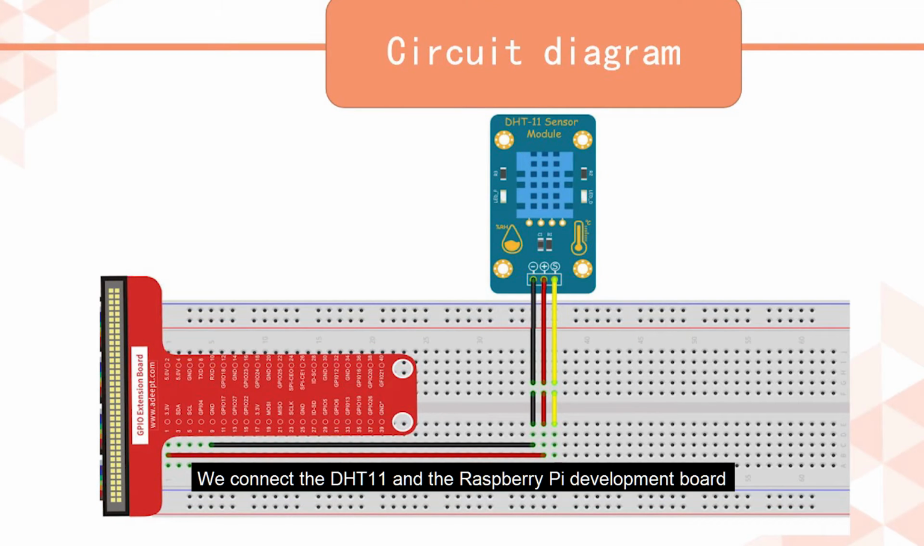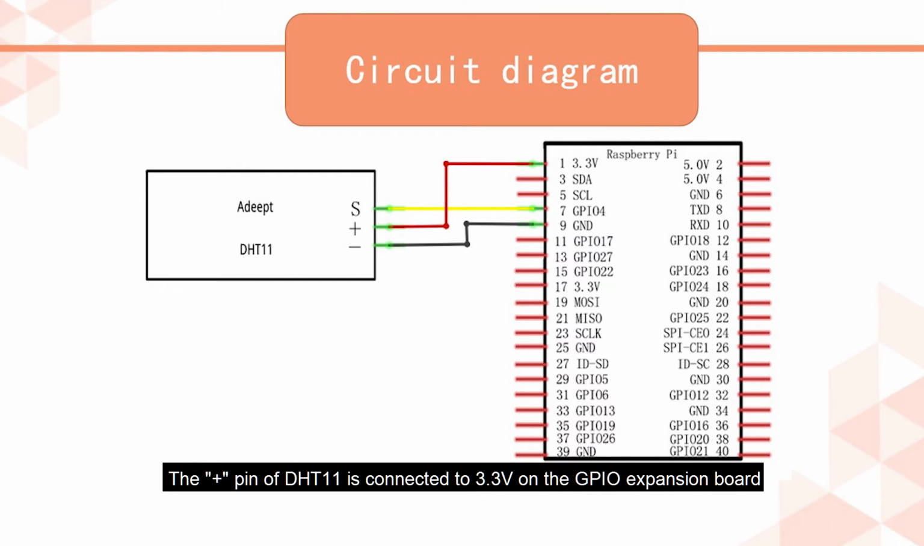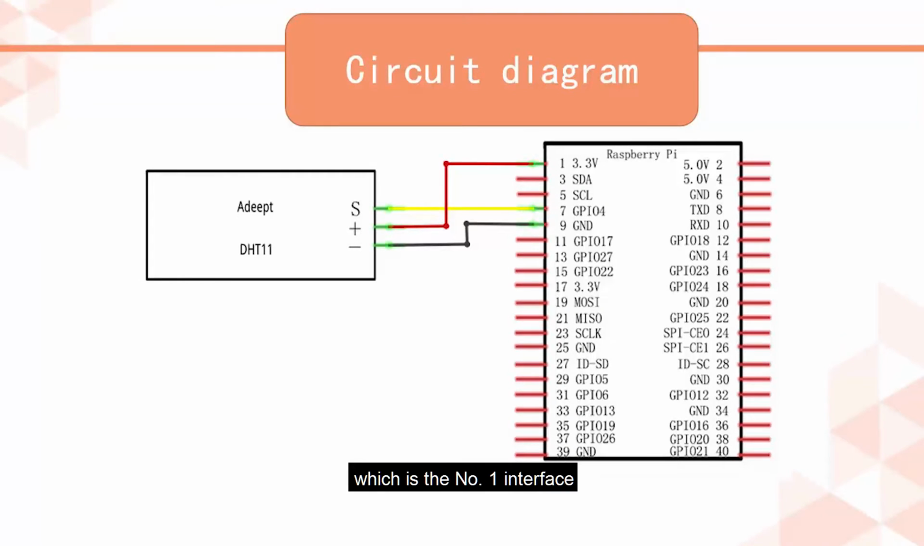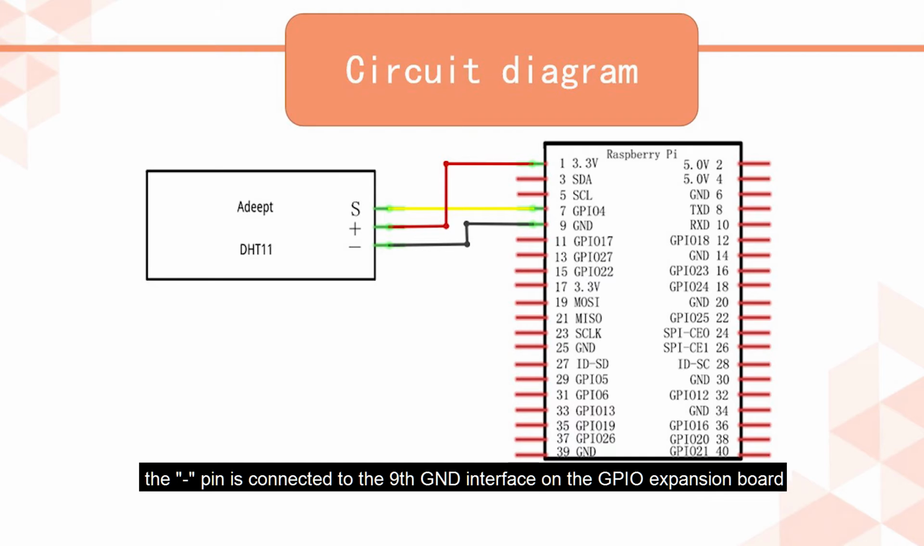We connect the DHT-11 and the Raspberry Pi development board according to the circuit diagram. The positive pin of the DHT-11 is connected to the 3.3 volt, the number one interface on the GPIO expansion board. The negative pin is connected to the 9th GND interface on the GPIO expansion board. The S pin is connected to interface 7 on the GPIO expansion board. Then use the USB Type-C cable to power the Raspberry Pi development board.